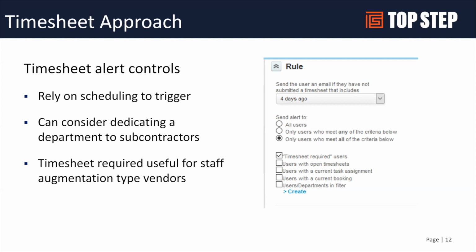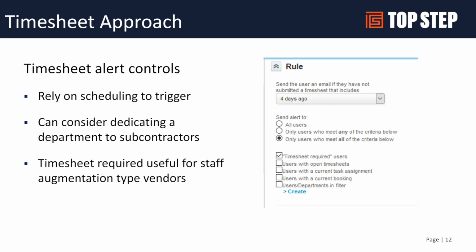Around timesheet alerts, there's a couple of ways you can limit timesheet alerts for contractors. Obviously, if you use the timesheet required setting on a user, you can uncheck that for contractors. If they really are part-time, sometimes they work, sometimes they don't, you may not want them to get the alerts. This would be one way to do that.